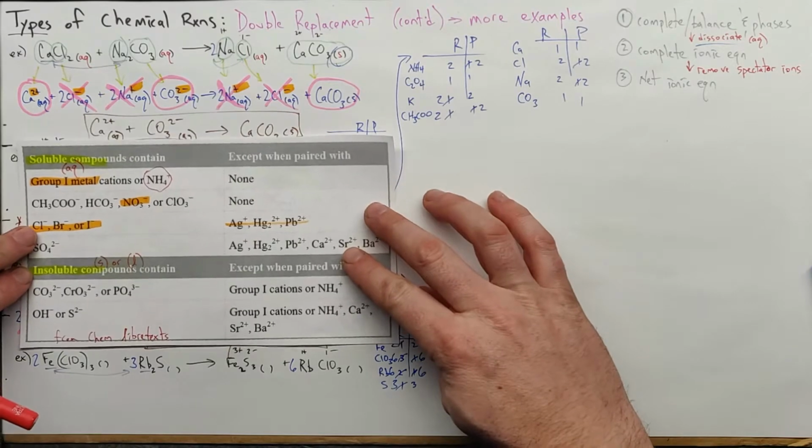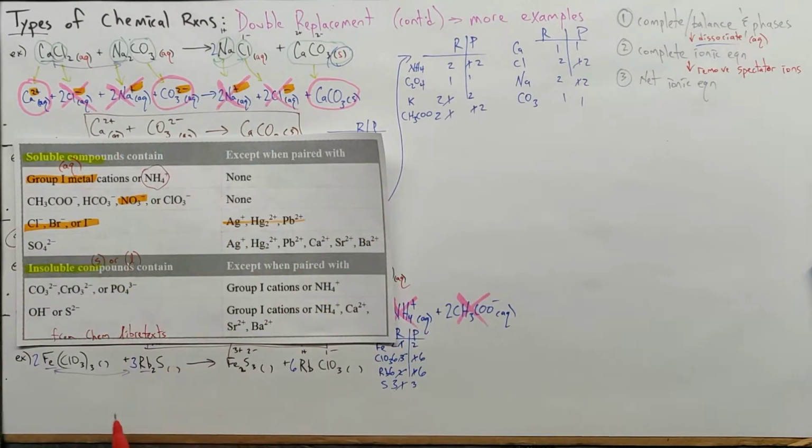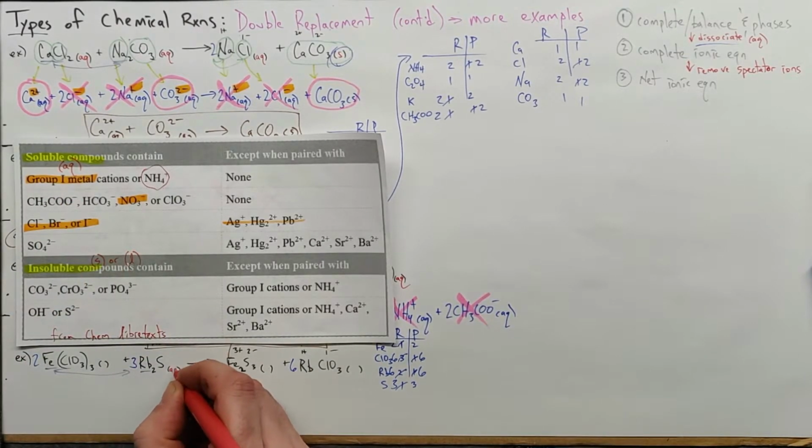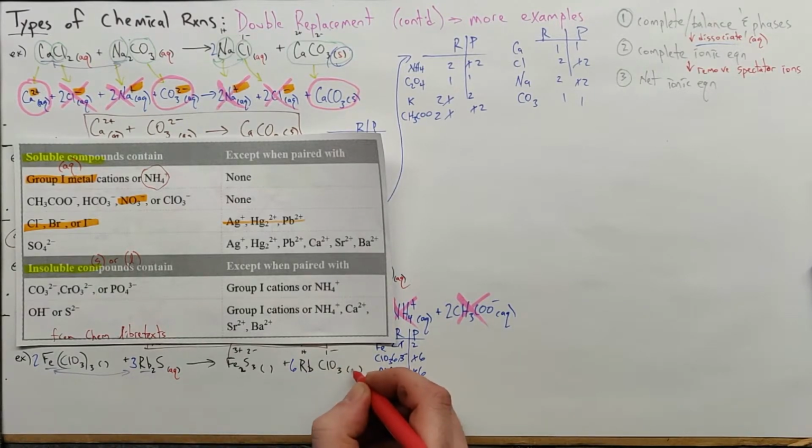So let's look at our solubility rules. I'm going to check for nitrates. No nitrates. I'm going to check for group 1 metals. I have one. Rubidium is a group 1 metal. So whatever compound has that group 1 metal is going to be aqueous.